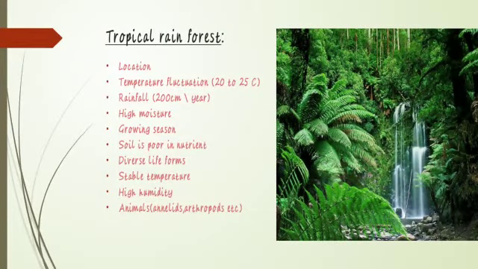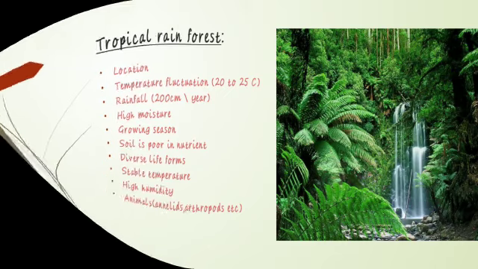The next is tropical rainforests. Temperature is 20 to 25 centigrade, rainfall is 200 centimeters per year, with high moisture and a year-round growing season. Soil is poor in nutrients. There are diverse life forms, stable temperature, and high humidity. Animals include annelids, arthropods, etc.